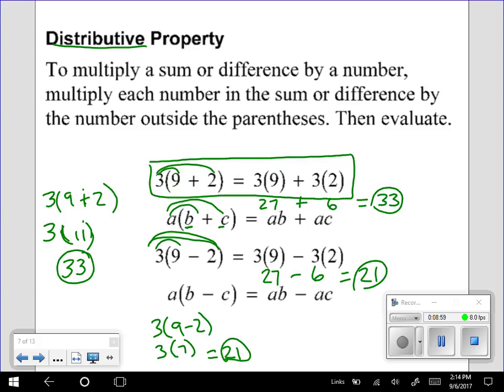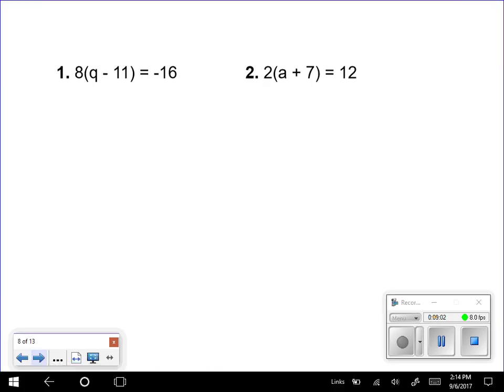So let's look at an example with the distributive property. So the first one on here, we have 8 times the quantity, because it's in parentheses, q minus 11, and that equals negative 16. So right now, there's not a lot I can do without this being a little more simplified. Since I can't subtract inside my parentheses, I'm going to have to distribute. So I'm going to take the 8 and multiply it by the q, and I'm going to take the 8 and multiply it by that negative 11, essentially, is what we have. So we have 8q minus 88 equals negative 16, so I did 8 times q and then 8 times 11.